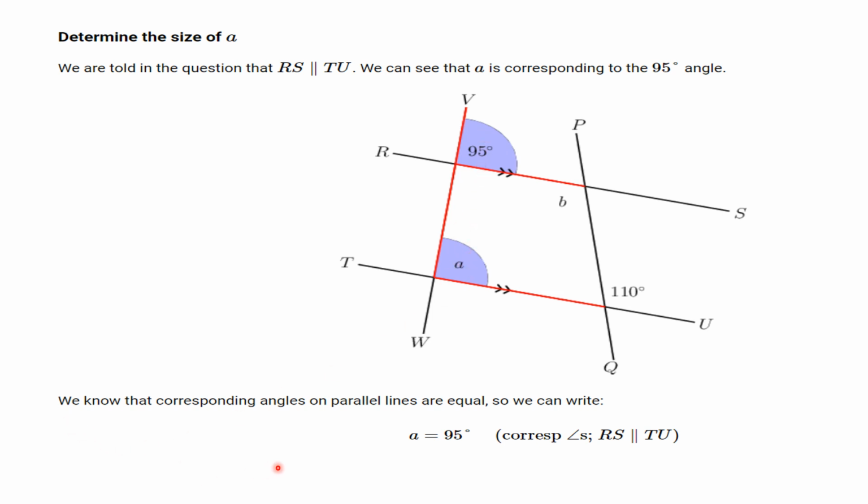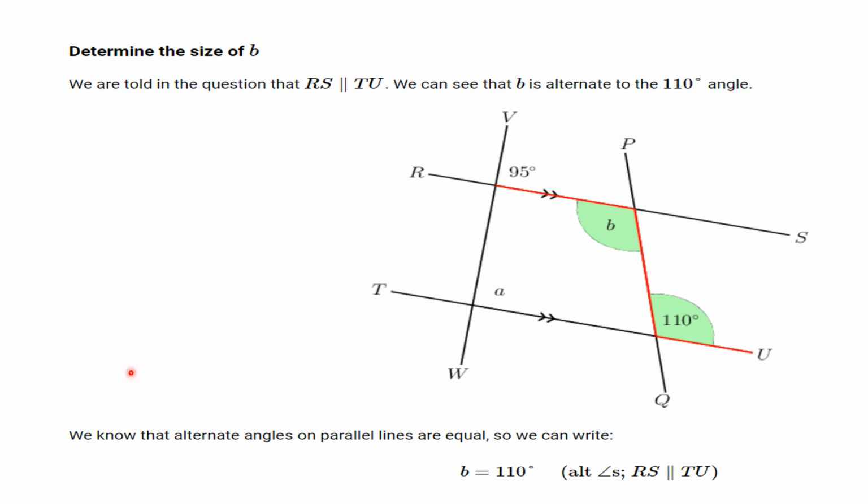So we know that corresponding angles on parallel lines are equal. So we can write it as A equals 95. Because we were asked to provide reasons, we are saying because they are corresponding angles, and we must always indicate the parallel lines. So in this case, RS is parallel to TU.